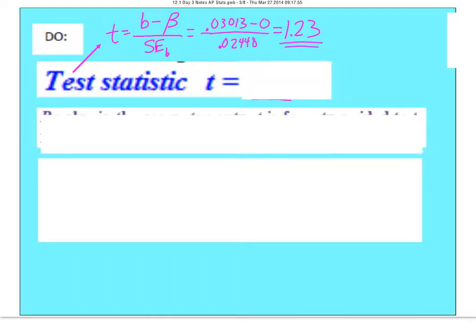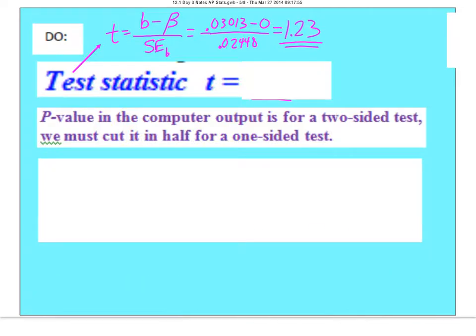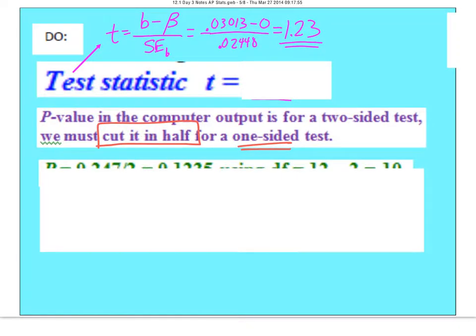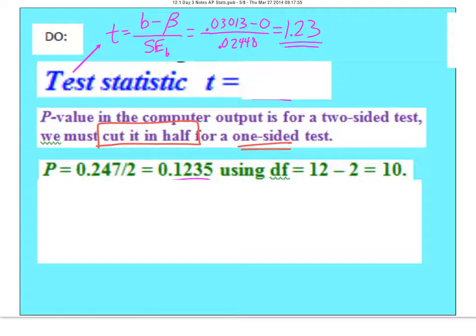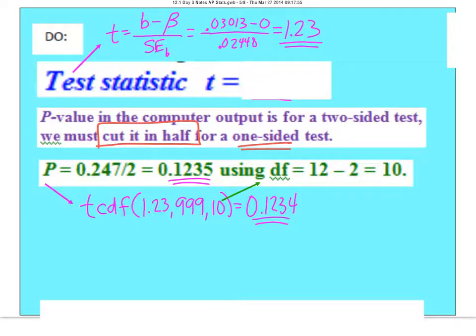Now, the p-value in the computer output is for a two-sided test, so you must cut this in half to get it for a one-sided test. Make sure you remember that. If I wanted to find the p-value from the computer output, that's going to be easy enough. I'm just going to take the 0.247 divided by 2. So the p-value is 0.1235.